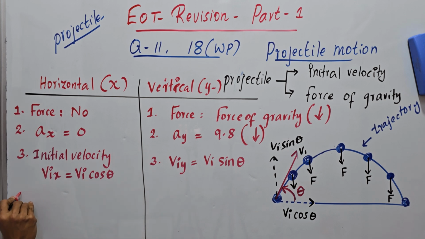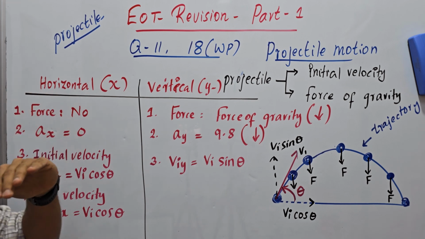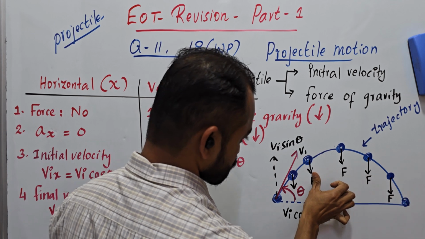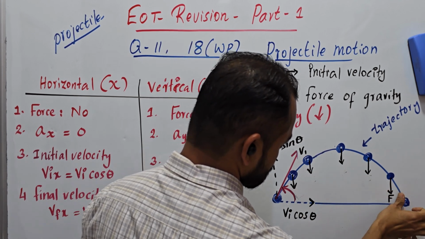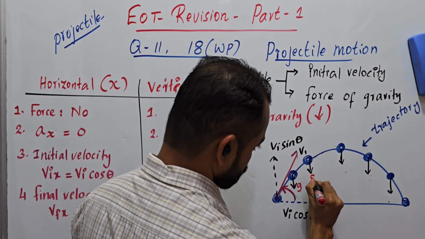Then what about the final velocity? Number 4, final velocity. The final velocity along the x direction will also be vi cos theta. In the horizontal direction, as acceleration is 0, the horizontal velocity is always constant. So this is the direction of the force. The direction of the force and the direction of the acceleration will be the same. So here I will write acceleration g, because acceleration due to gravity.